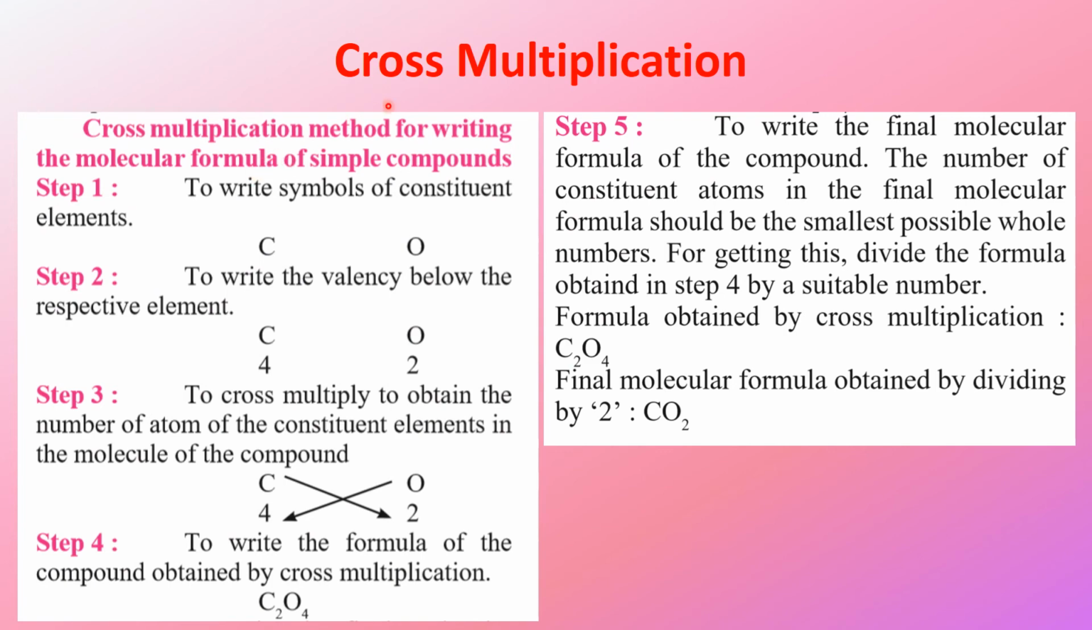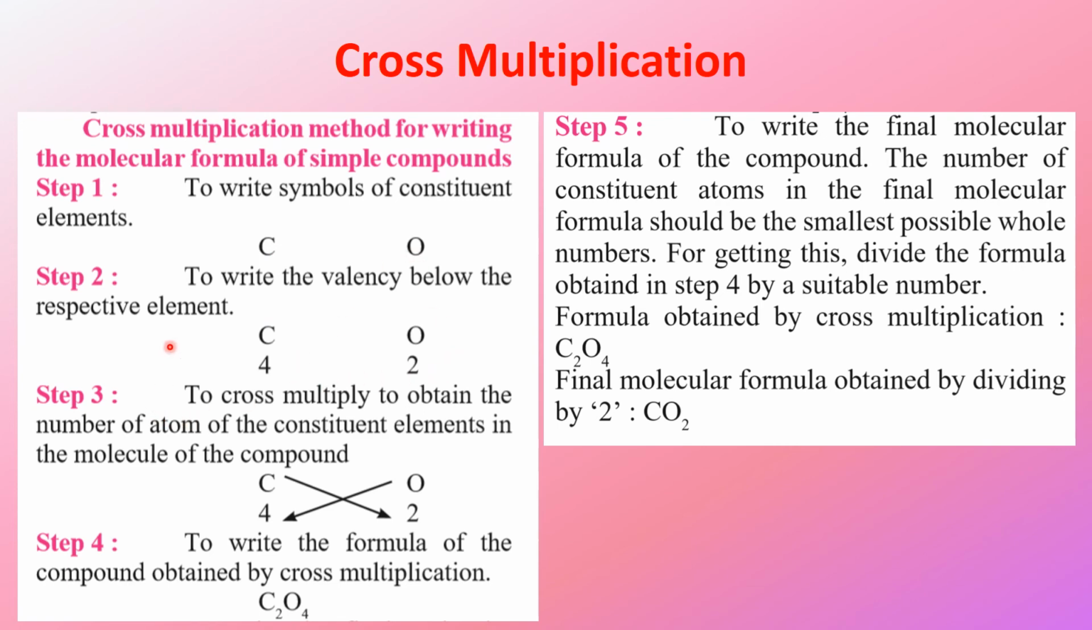Now we'll study about cross multiplication. Cross multiplication method for writing the molecular formula of simple compounds. See here, steps are there. Altogether 5 steps are there. So first step, to write the symbols of the constituent elements, that is C and O. Step 2, to write the valency below the respective element. The valency of carbon is 4 and the valency of oxygen is 2.